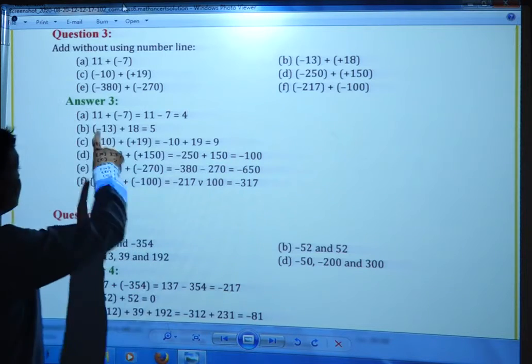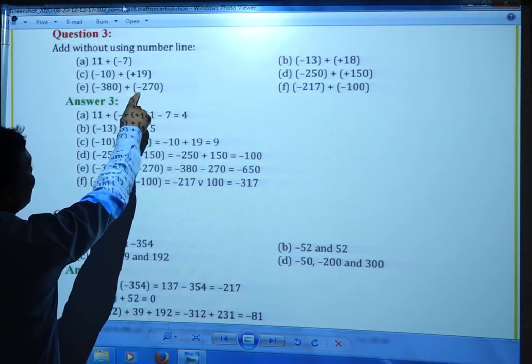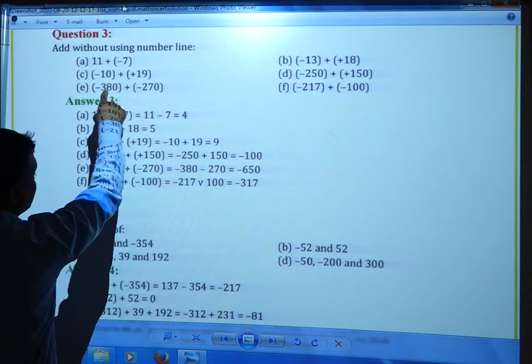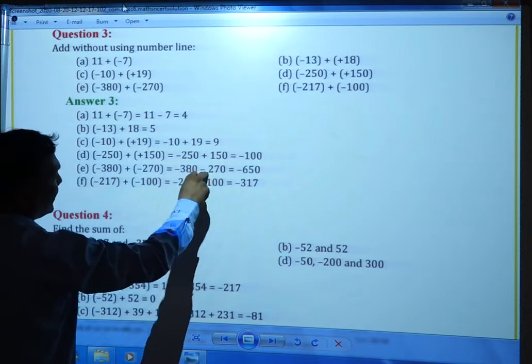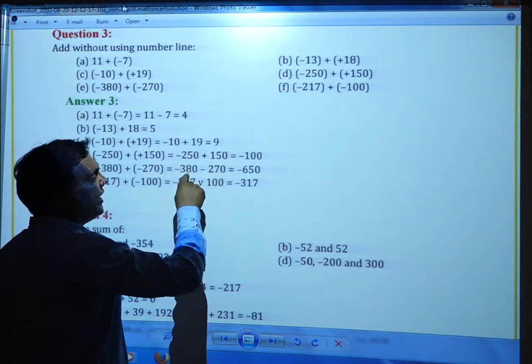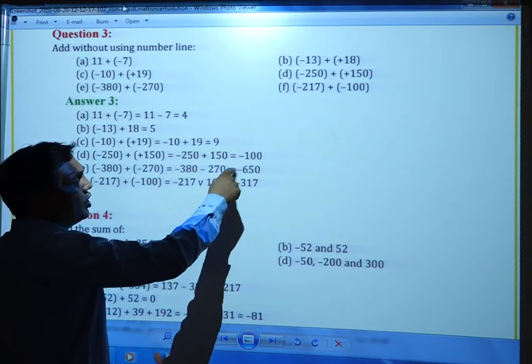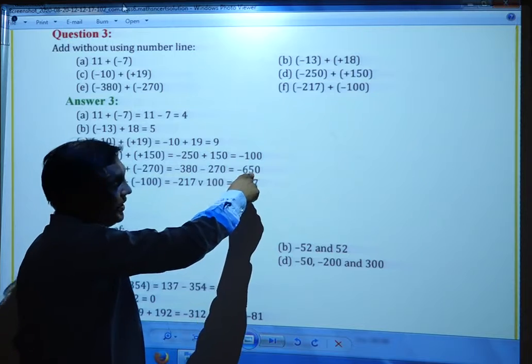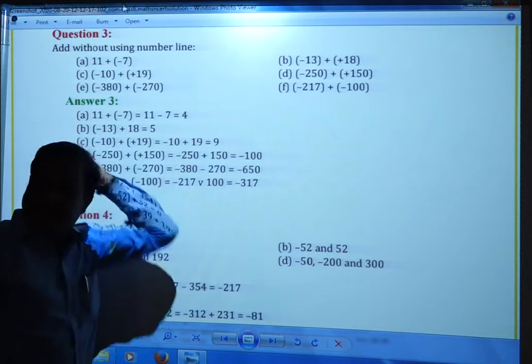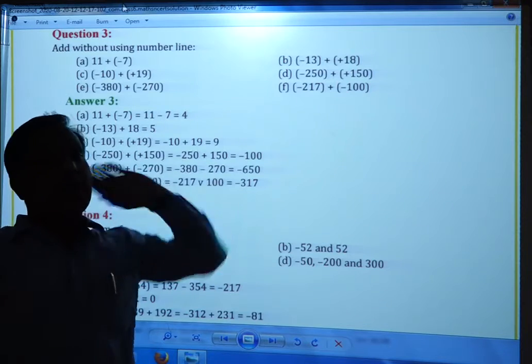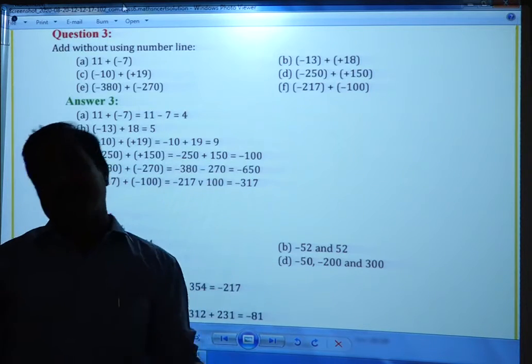Next. Minus 380 plus minus 270. Both are in minus. Minus 380 minus 270. Both are in minus. So minus minus you have to do plus. So 380 plus 270, you will get the answer 650, and the minus sign is minus sign. When two numbers are in minus, we have to do the plus. Add both the numbers. Afterwards, you have to put a minus sign.